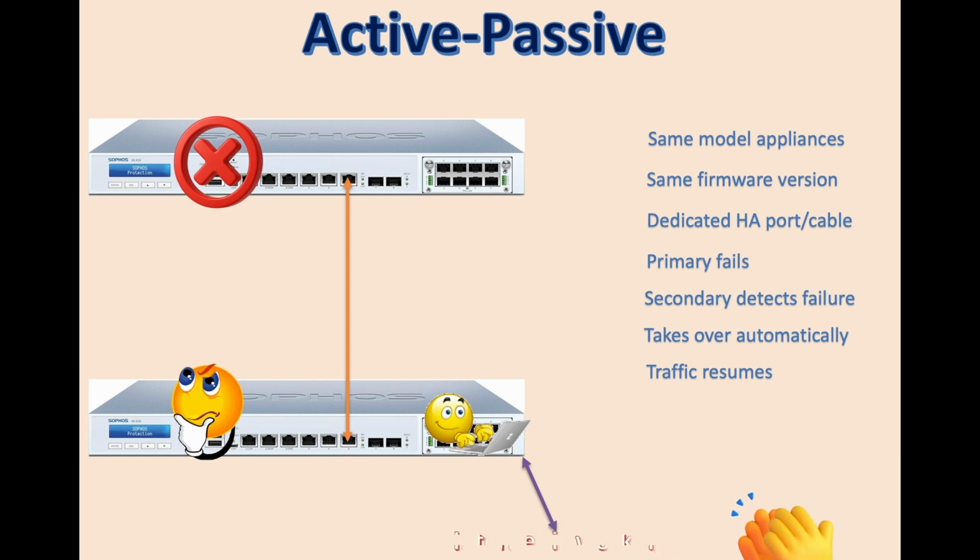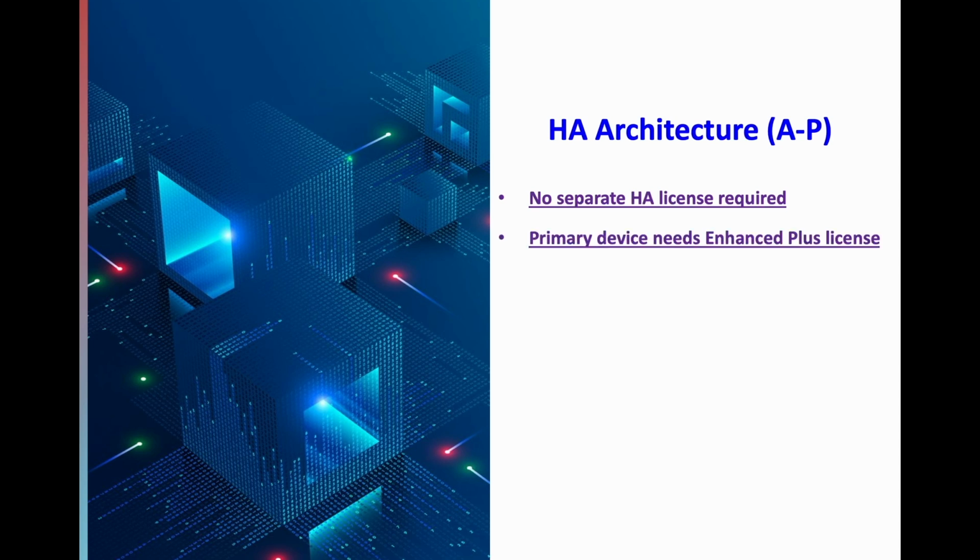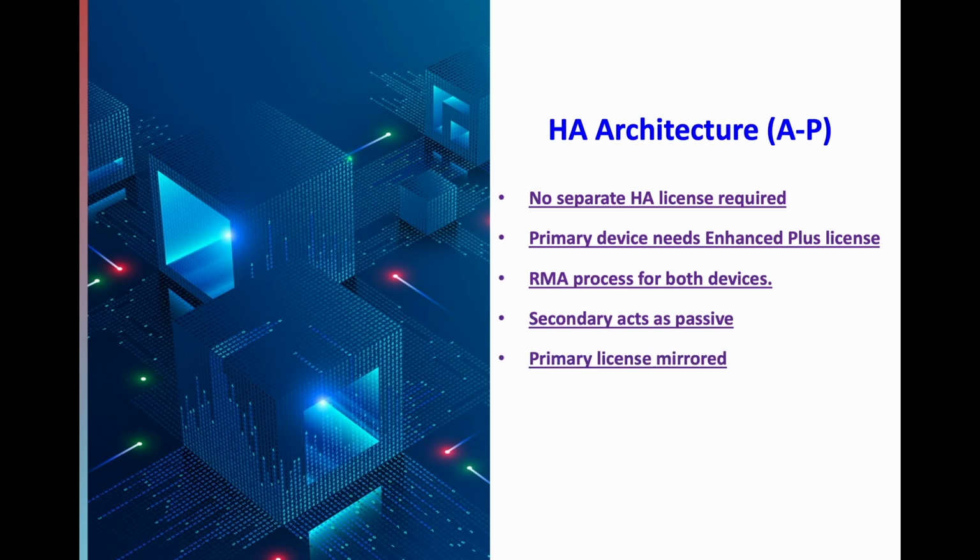First, we have to understand the architecture of active-passive. Here we don't require any HA licenses separately, and the primary device needs Enhanced Plus licensing. This Enhanced Plus license includes the RMA process for both devices. The secondary firewall acts like a passive device, and the primary firewall license has a mirror copy.